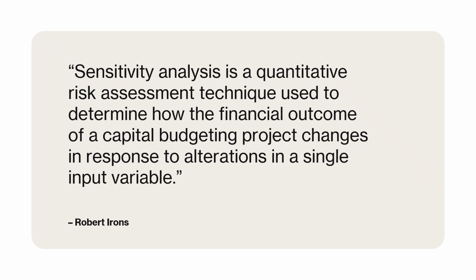From there, we alter just one variable at a time. For example, we can drop sales by 10% or raise raw materials by 5%, all of this while holding everything else constant. This shows exactly which variables have the biggest impact on our project's financial success.